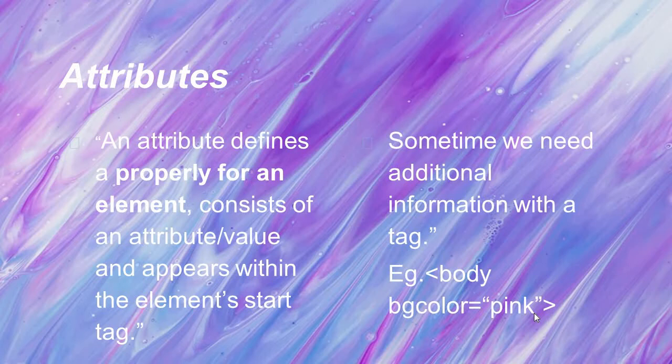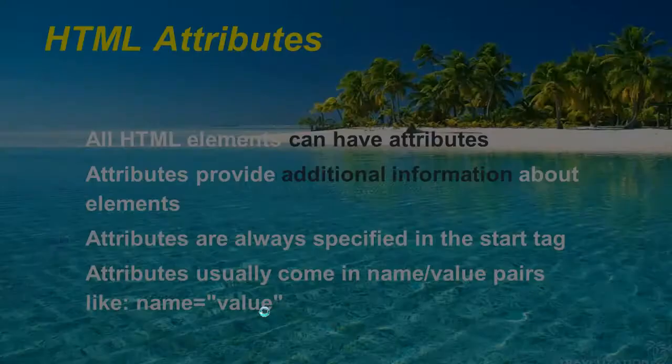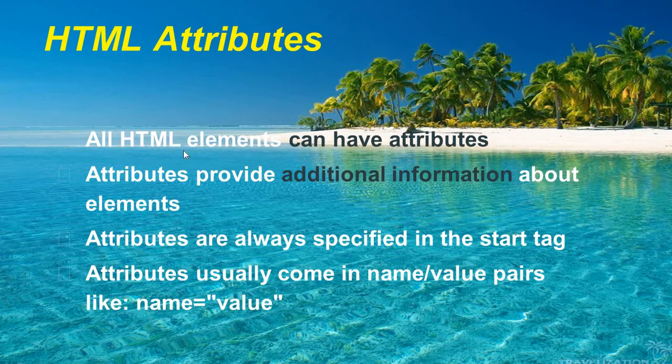So what is the definition? It defines a property, not properly, property for an element, for a tag. Property means extra information of that tag, consists of attribute and value, and appears within the element's start tag. All HTML elements can have attributes. All HTML tags can have attributes. Means all HTML elements, tags have extra information, additional information.